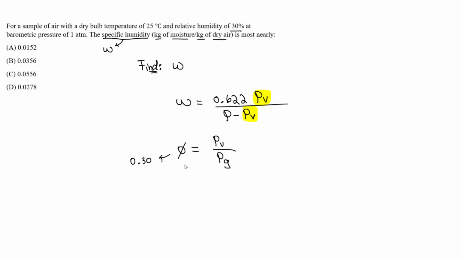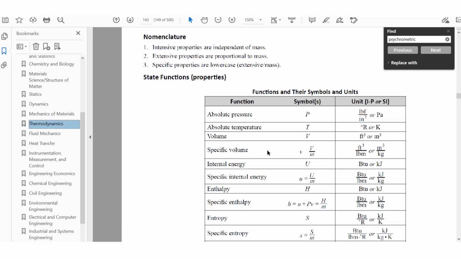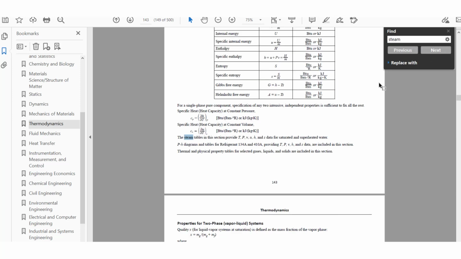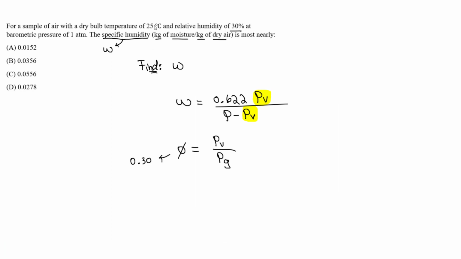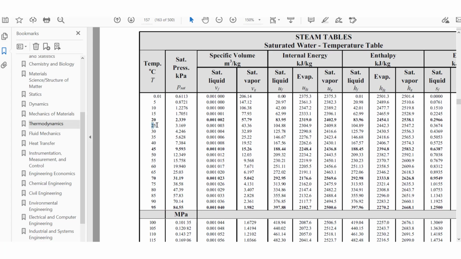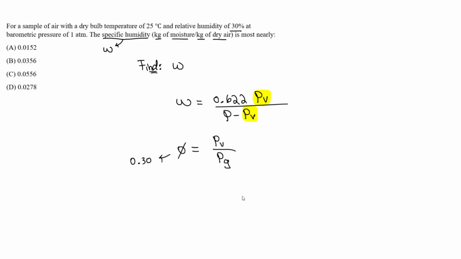So we can get P sub G by using the steam tables. So let's go back in the handbook and let's go thermodynamics, control F, steam, and I think here we go, steam tables. So now we're looking at what temperature? We're at a temperature, if we go back, of 25 degrees Celsius, right? So let's go to 25 degrees Celsius here and extract this pressure. This is all we have to do. It's a saturation pressure. That P sub G is the saturation pressure. So it's 3.169. So let's plug that in the equation. So this would equal 0.30 equals our P sub V, which is what we're going to find, divided by, on the bottom, 3.169 kilopascals. For P sub V, in my calculations, I got 0.9507 kilopascals. So let's keep kilopascals and proceed.